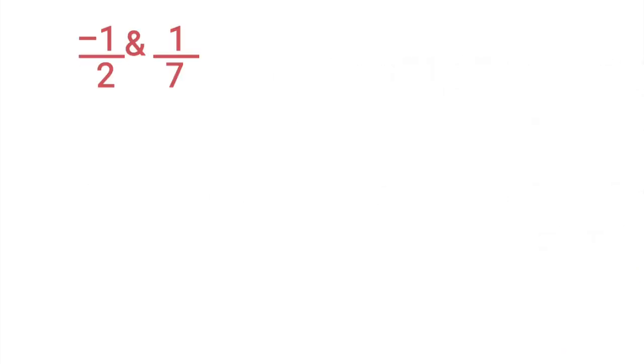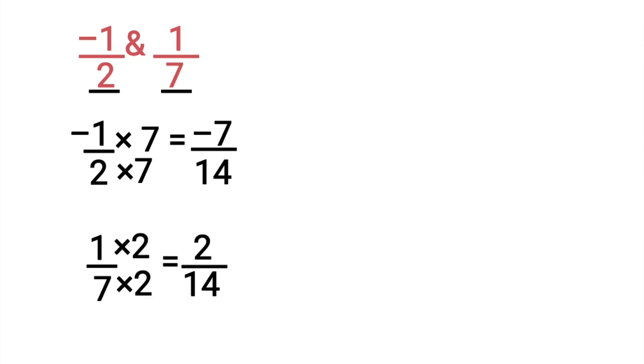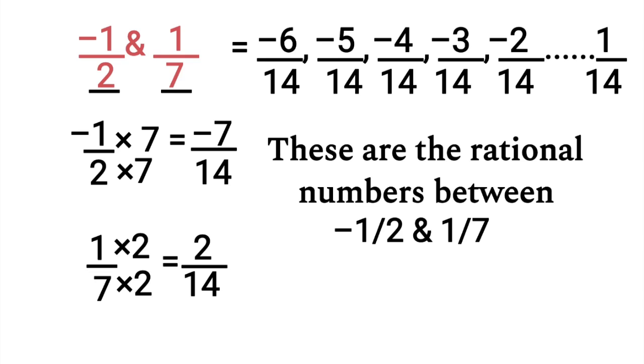Let's see another example, -1/2 and 1/7. First, we have to make denominators same. Multiply this 7 with first number and this 2 with second number. Now we get the same denominators. Between -7 to +2, we have 8 rational numbers.